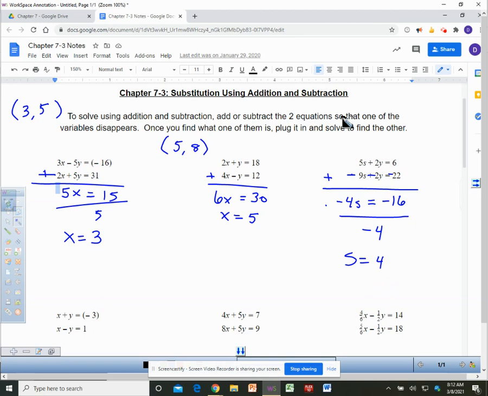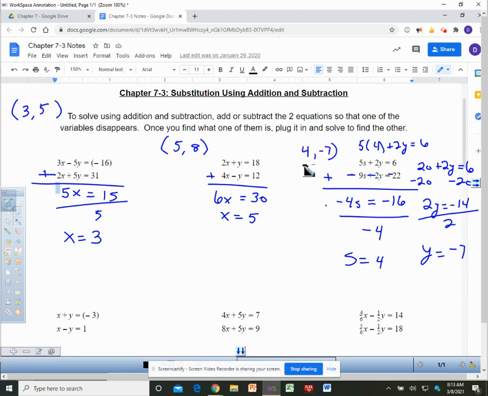Then you can take that and plug it into the top equation. 5 times 4 plus 2y equals 6. What's 5 times 4? 20 plus 2y equals 6. Then what am I going to do? Minus 20. So 2y equals negative 14. Divided by 2, y is going to equal negative 7. So if it's not xy, it just goes alphabetical. So this one's going to be sy. So you're going to go 4, negative 7 is my answer.